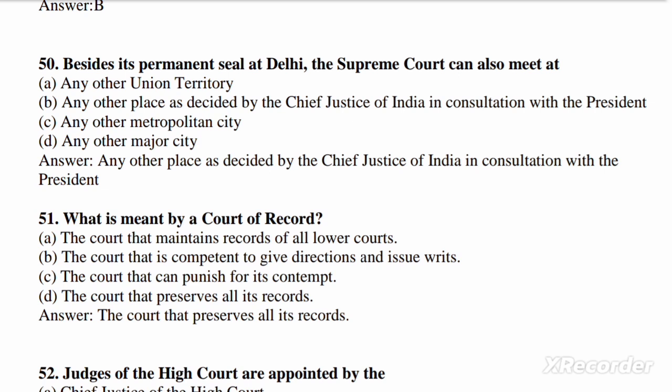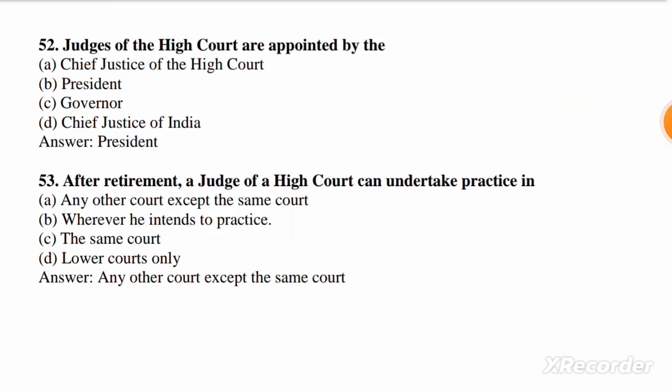51. What is meant by a court of record? Answer: The court that preserves all its records. Option D. 52. Judges of High Court are appointed by the President. 53. After retirement, a judge of a High Court can undertake practice in option A, any other court except the same court. 54.